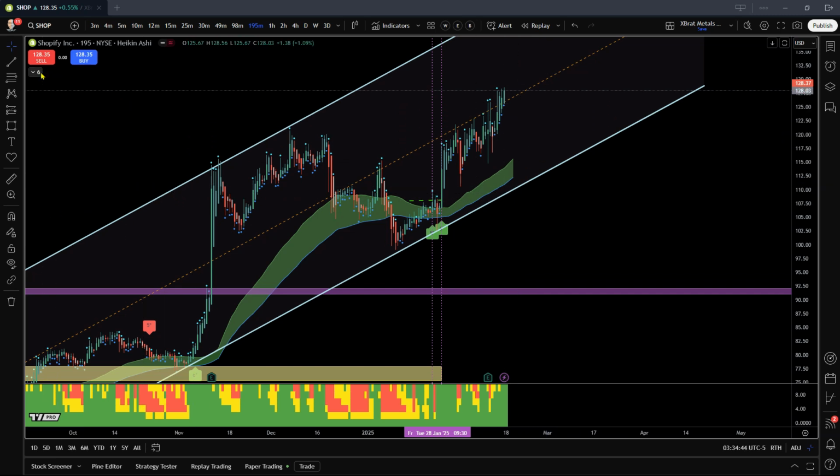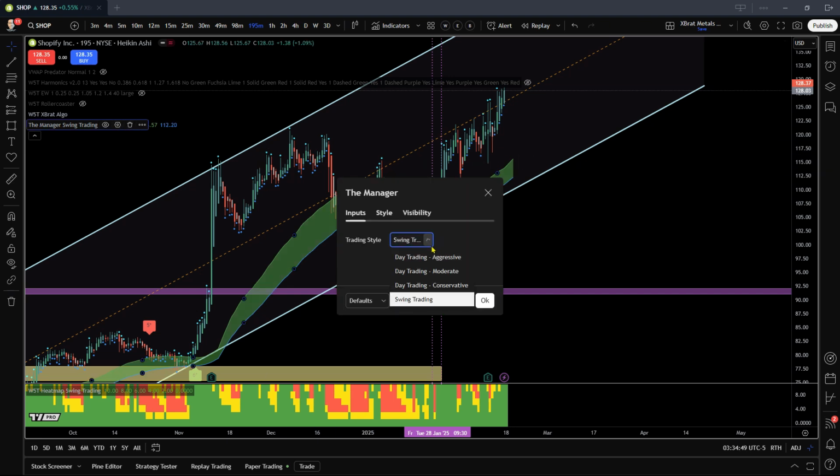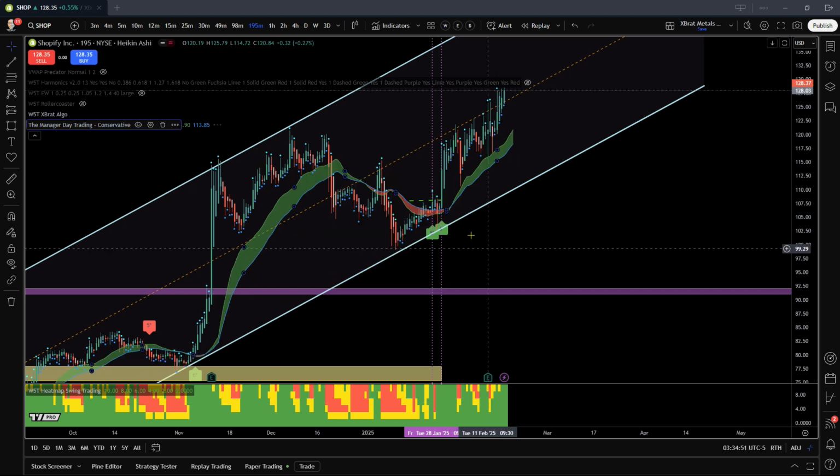We can actually change that to be more aggressive. At the moment, we're on swing trading. We can actually change that to maybe day trading conservative. You can see here, for example, we were red going into this long trade. Now we're green. That's a more aggressive setting. So that's the manager. And again, that's included in that swing trading bundle.